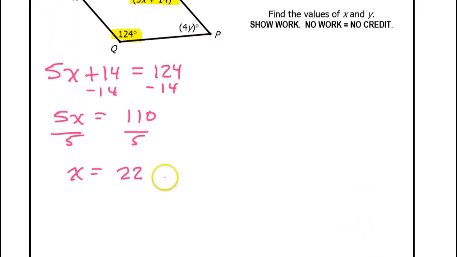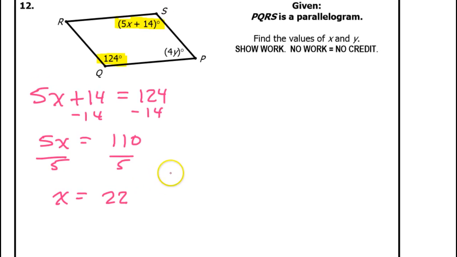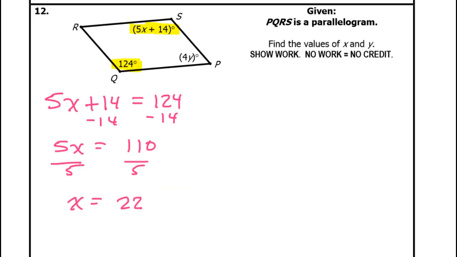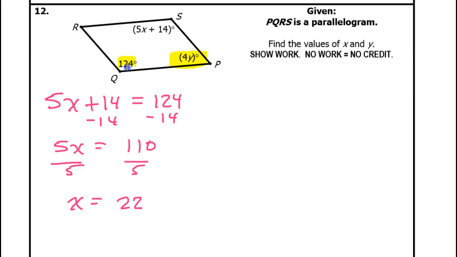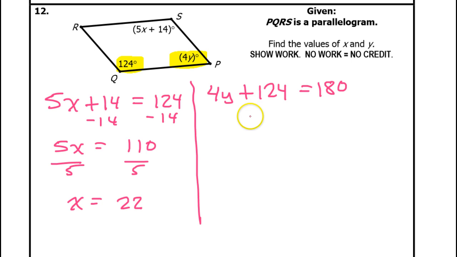All right, now it's time to find y. Well, so I'm going to switch my attention now. Let me erase the yellow that I put before. So I need to find y. Well, look at these two. These two should be supplementary. These are consecutive angles, and inside a parallelogram we know that consecutive angles are supplementary. They have to add up to 180. So the equation here should be 4y plus 124 is equal to 180.